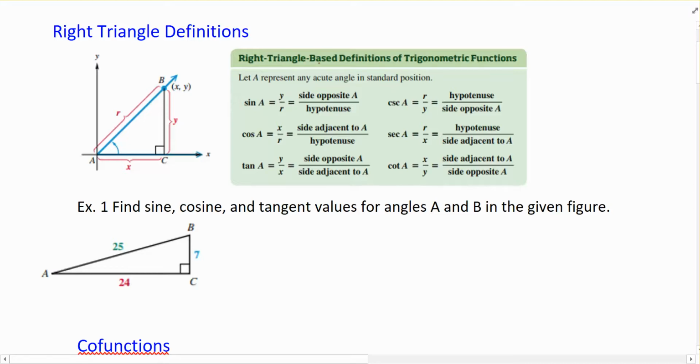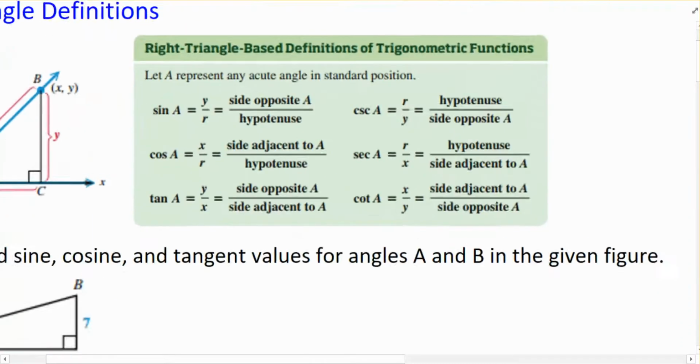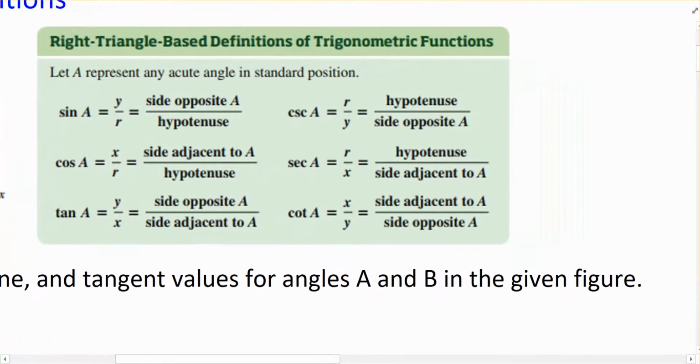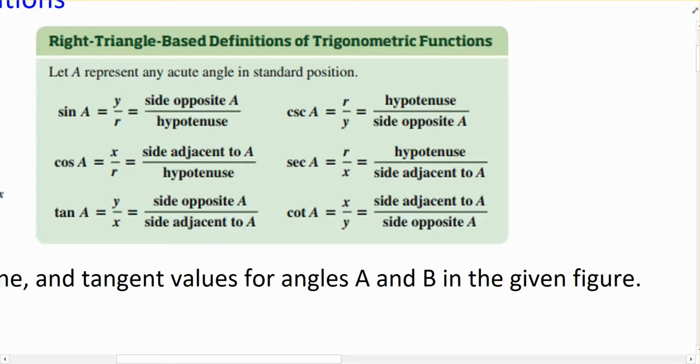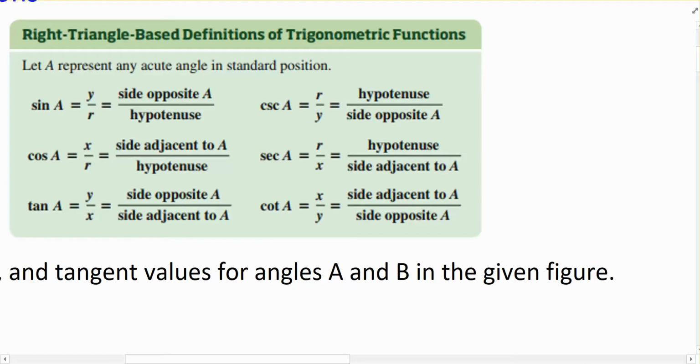So what happens if I'm looking at a triangle that is not overlaid on a coordinate system? How do I go about finding those function values if I don't have an x and a y to be able to associate with it? So that's where we have a different way for us to talk about right triangle definitions, and that has to do with the hypotenuse of the triangle, some side that is opposite and some side that would be adjacent.